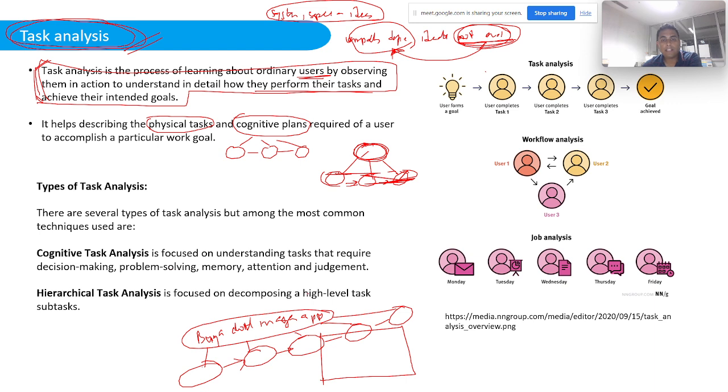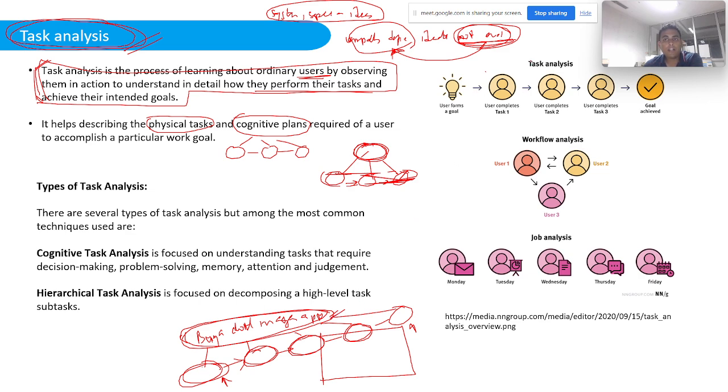So in a task analysis, we try to understand what are the starting and the end of a particular set of tasks in order to achieve a particular objective. So our goal as a designer is to understand the set of tasks, their sequence, their flow in order to achieve a particular objective.